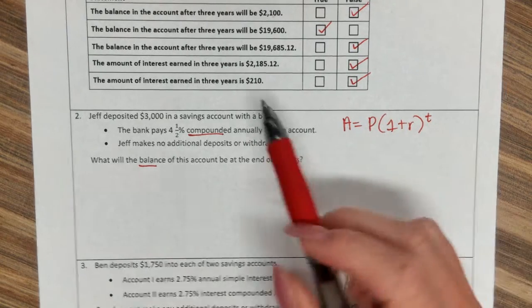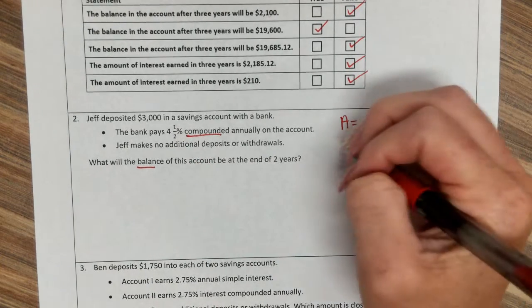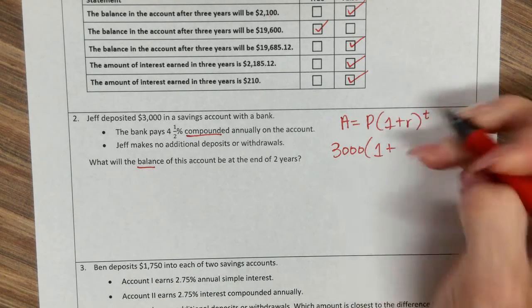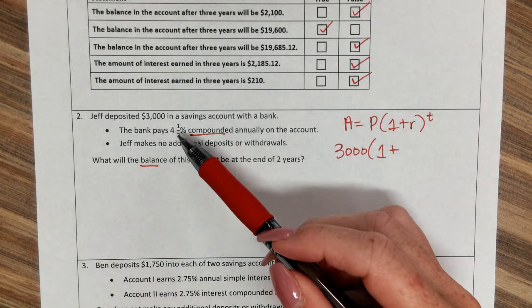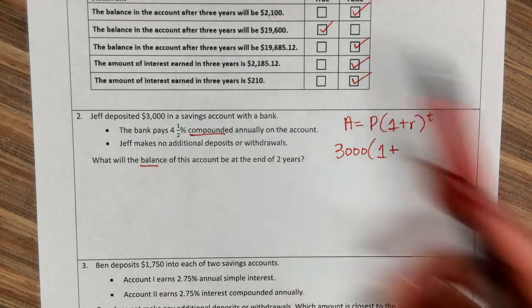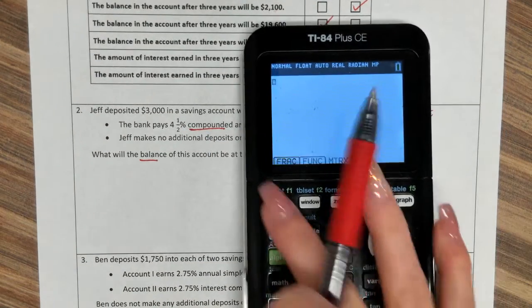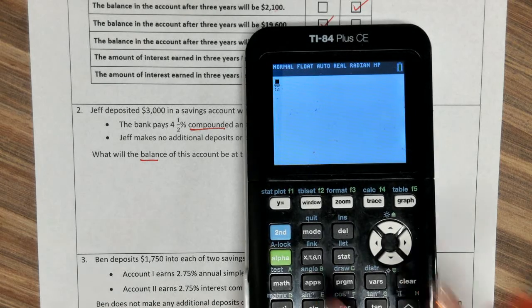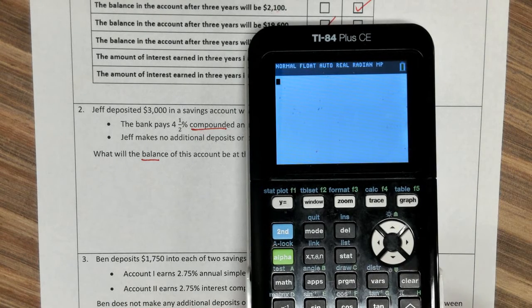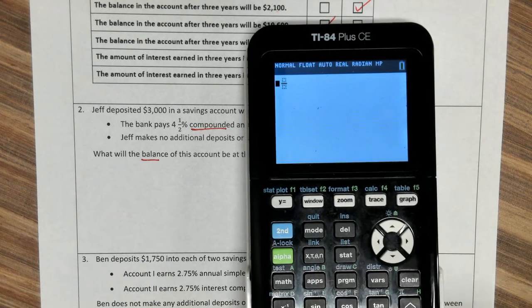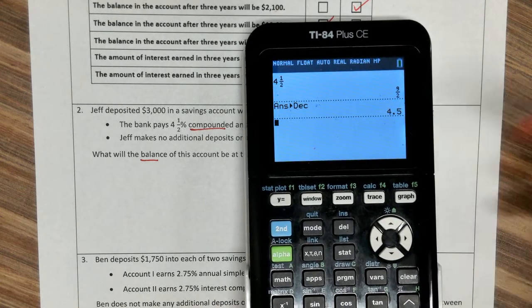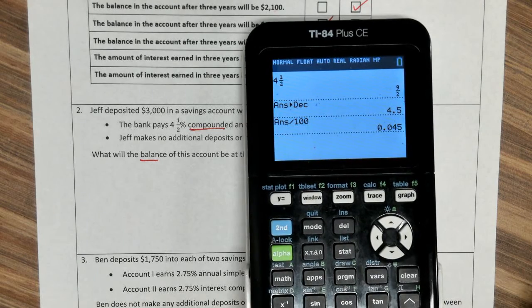All right, what is the starting amount? The P, 3,000. Open parentheses. 1 plus. We have to change this to a decimal by dividing by 100. So we need to do 4.5 divided by 100. Oh, that's not going to work. First, okay. First you could do 4.5. Y'all should know what this is, but I'm going to show you. Math, decimal, enter, and now we need to divide it by 100. 0.045.